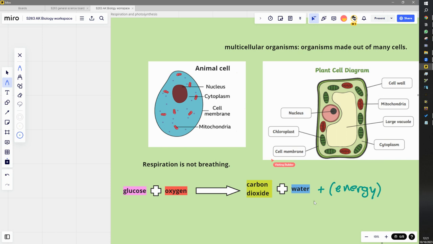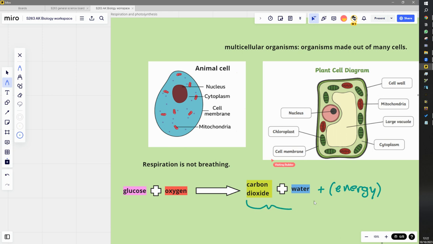Now the reason why it's there is because the whole point of respiration is to produce energy. We're not doing respiration because we've got too much glucose or too much oxygen, or because we want some carbon dioxide or some water. We do need water, but we drink it in much larger amounts. We don't do respiration to produce it. The whole point of respiration is to produce energy.